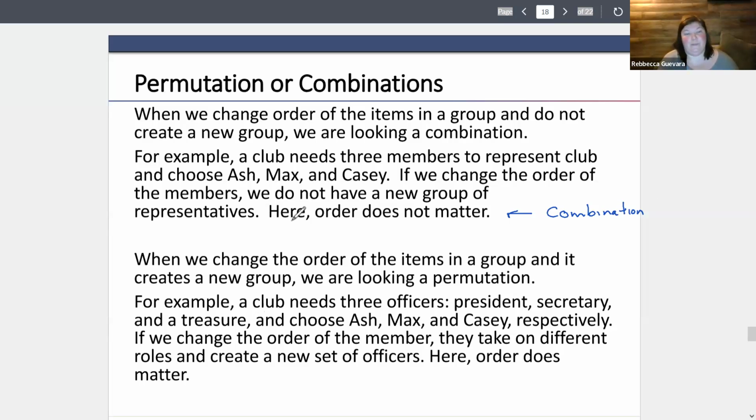So for example, instead of saying I just need 3 people to be my representatives, we say we need 3 people, but they need to be officers. So now 1 will be president, 1 will be secretary, 1 will be treasurer. And if we choose Ash, Max, Casey, and Max, again, respectively, that means that Ash would be the president.